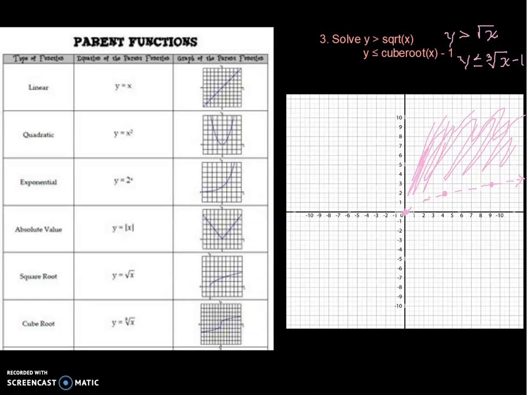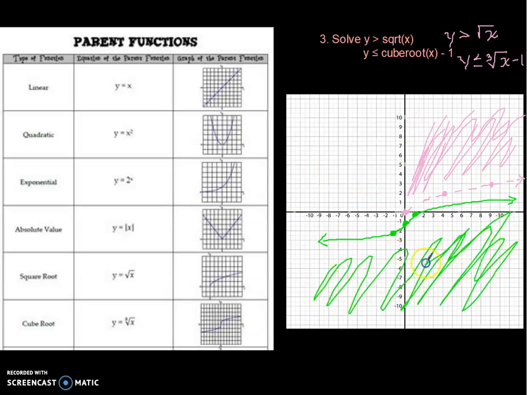And now if I look, the cube root of x, it looks kind of like a snake. In case you can't see it, there's a point at 0, 0, 1, 1, -1, -1. So the fact that there's a -1 means that those three parent function points would just go down 1. So instead of 0, 0, it would start at 0, -1. Instead of 1, 1, it would start here at 1, 0. Instead of -1, -1, it would start at -1, -2. And since it has an equal sign underneath the inequality, it's going to be a solid line. And I am shading everything below it.